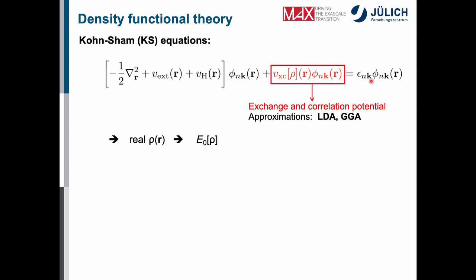However, these eigenvalues are just Lagrangian multipliers. They are mathematical tools that allow you to utilize the variational principle of the ground state total energy. Strictly speaking, one cannot endow them with a physical meaning. On the other hand, experience tells us that this approach works quite well. We usually get a band structure that qualitatively agrees with experiment. However, quantitatively, there are discrepancies.